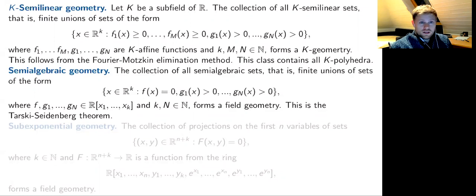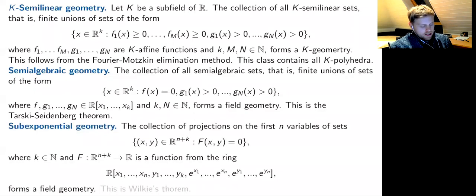Of course, and this is where the whole program comes in, you not just want to consider these geometries as minimal geometries, if you like, but you want to extend them by further functions, predicates, whatever, sets in general. And so one of the main results that I want to state here is that what's called sub-exponential geometry, that's the collection of all projections on the first n variables of sets that are solution sets of polynomial exponential equations.